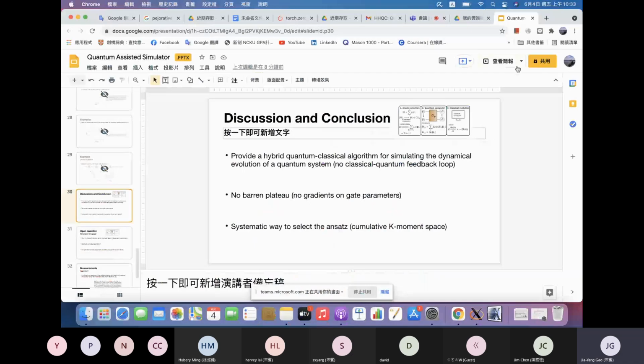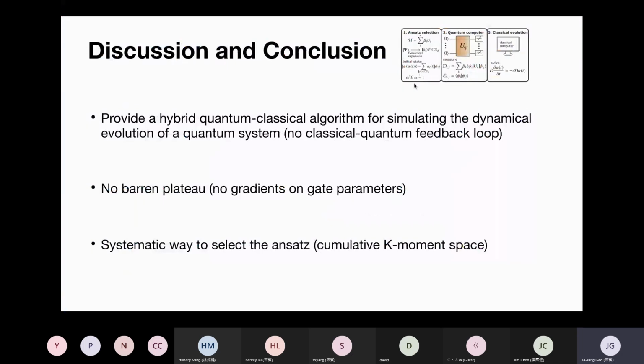Let me go to the conclusion part. In this paper they provide a quantum calculation that simulates the dynamical evolution of the quantum system. The important part is that it doesn't have any classical-quantum feedback loop, so it is very good from the practical perspective. Second, the most important part is that it doesn't change the gate parameters, so it doesn't have any barren plateau problems, and it also has a systematic way to select the ansatz. So that is the conclusion.